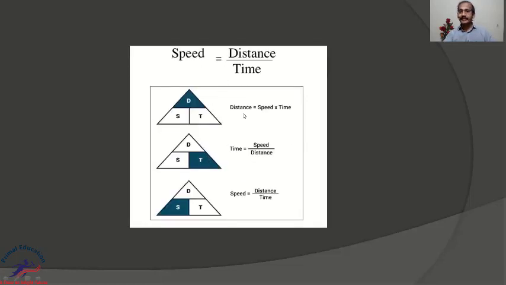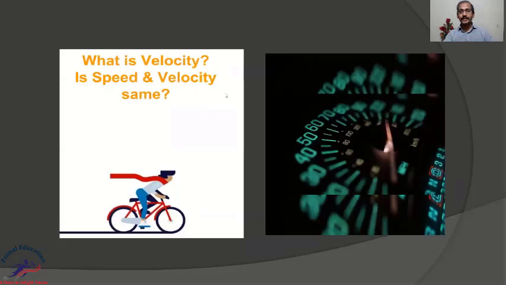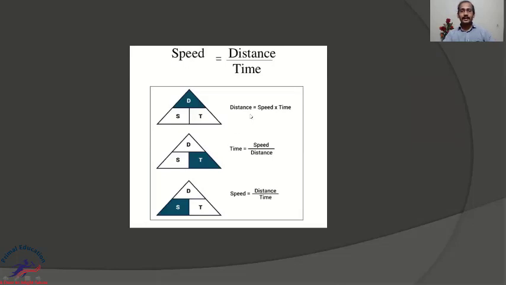Now we can convert alternative formulas in numericals. Speed is equal to distance by time, distance is equal to speed into time. Yes. Time is equal to distance by speed. So this is the way we can alternate.